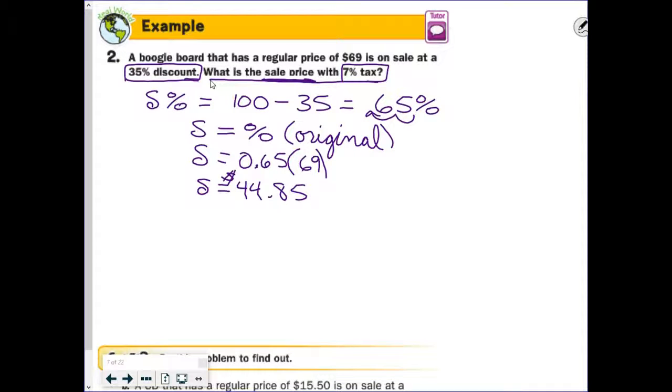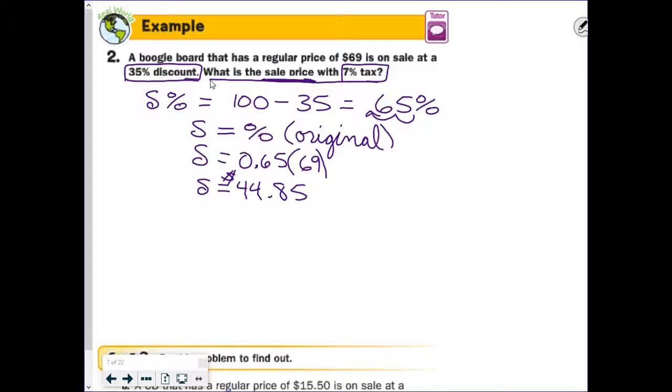Now, that's the sale price, but we need the sale price with a 7% tax. So we're not done here. We now have to go back and add the tax in. Again, we still want the final price. So we're not going to just use the 7%.